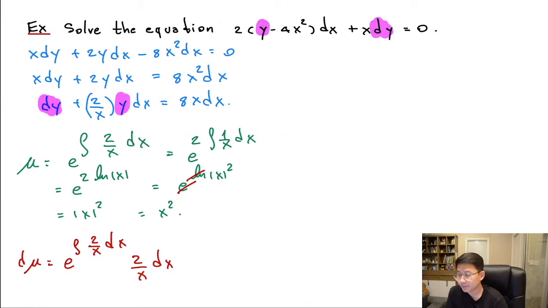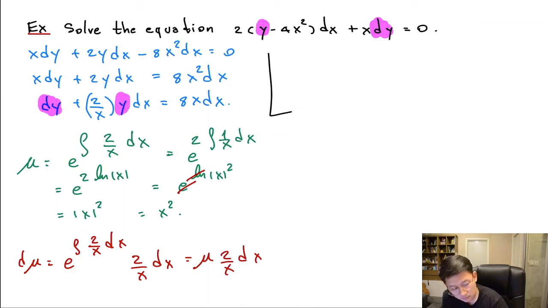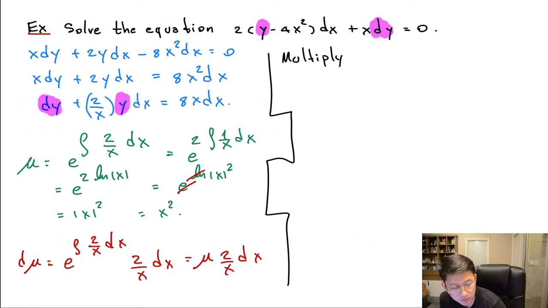Okay, or you can write it as mu 2 over x dx. Okay, after that I multiply equation star, sorry, I multiply equation star with mu. Okay, so what I have is, let me look at this as equation star. So let's call this equation double star. Okay, so I'll multiply the equation double star.